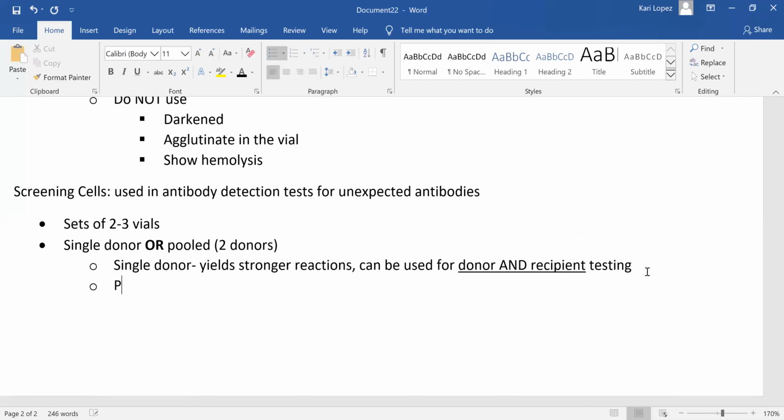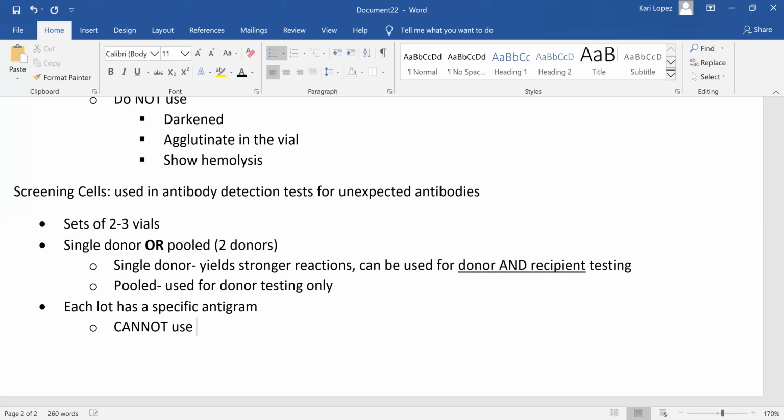However, your pooled can be used for the donor testing only. Each lot has a specific antigram. You cannot use an antigram from a different lot.